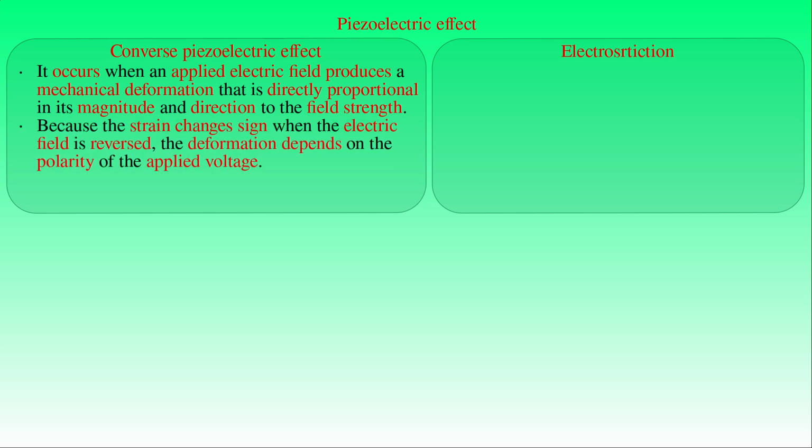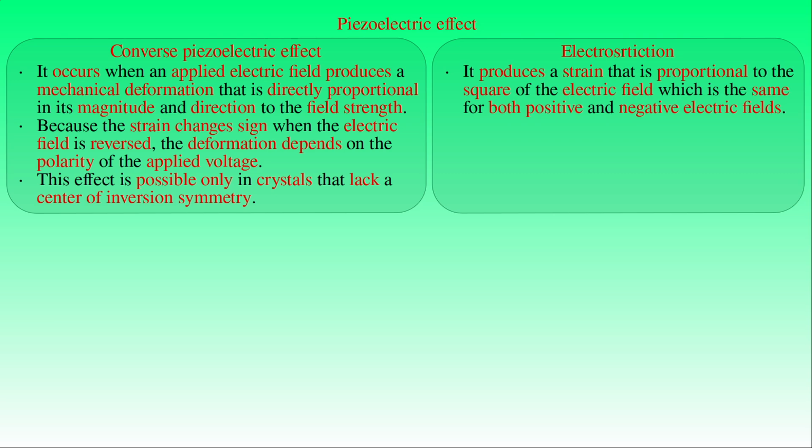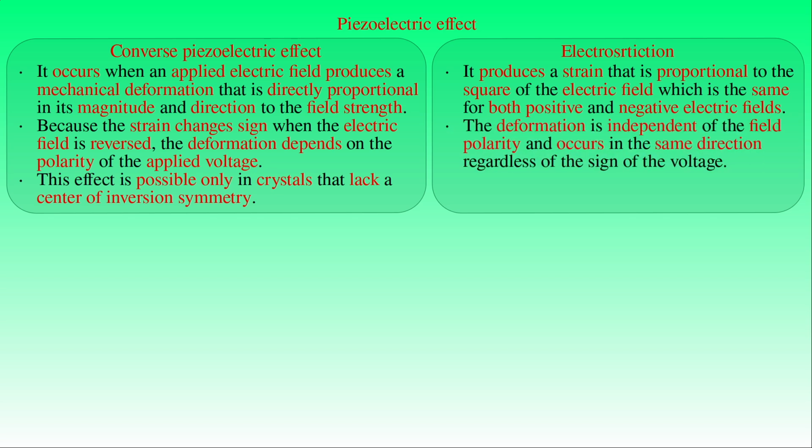Because the strain changes sign when the electric field is reversed, the deformation depends on the polarity of the applied voltage, and this effect is possible only in crystals that lack a center of inversion symmetry. In contrast, electrostriction produces a strain that is proportional to the square of the electric field, which is the same for both positive and negative electric fields. The deformation is independent of the field polarity and occurs in the same direction regardless of the sign of the voltage. Consequently, electrostriction is a universal property of all dielectric materials, whereas the converse piezoelectric effect is restricted to non-centrosymmetric crystals whose symmetry permits a linear coupling between electric field and mechanical strain.